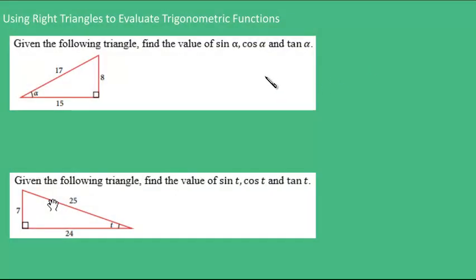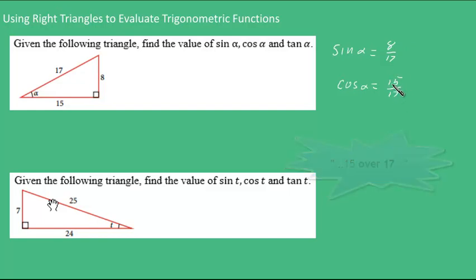Let's look at these exercises here. We're given this triangle and we're asked to find the sine, the cosine, and the tangent of the angle alpha here. So the sine of alpha is going to be equal to the opposite over the hypotenuse. So that's going to be 8 over 17. The cosine of that angle is going to be the adjacent over the hypotenuse. So that's going to be 15.